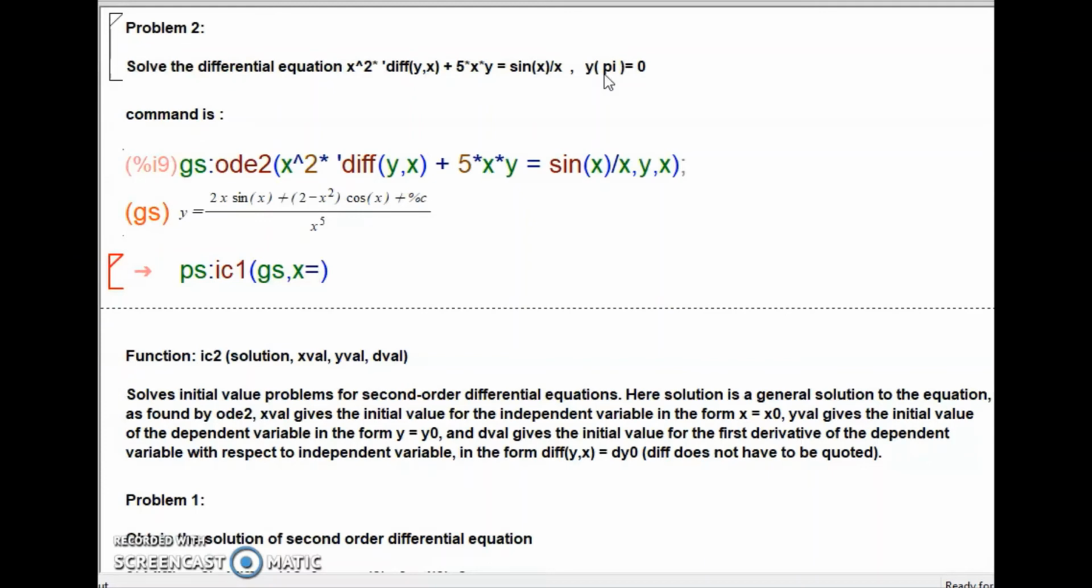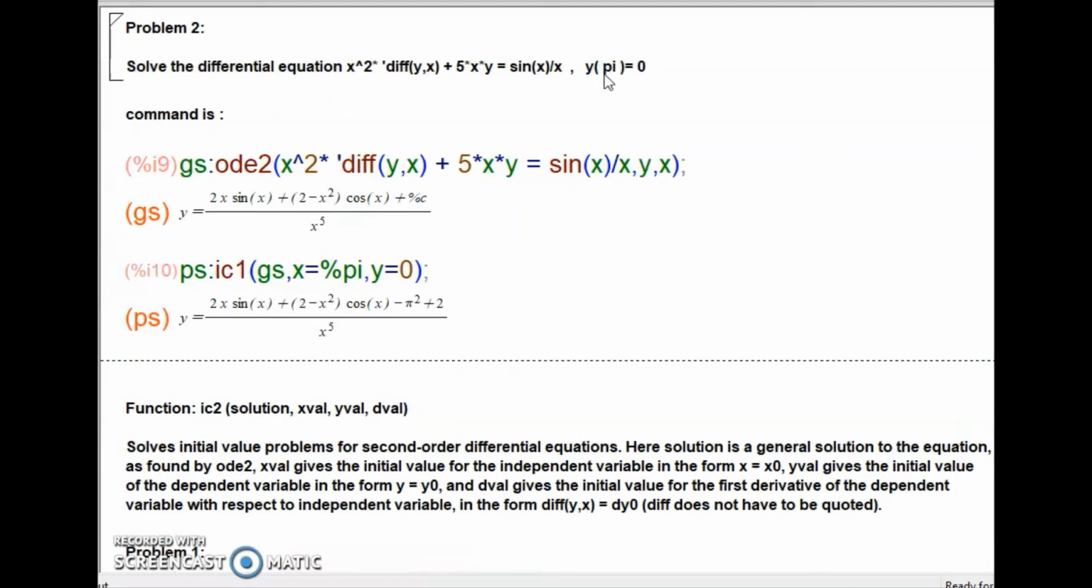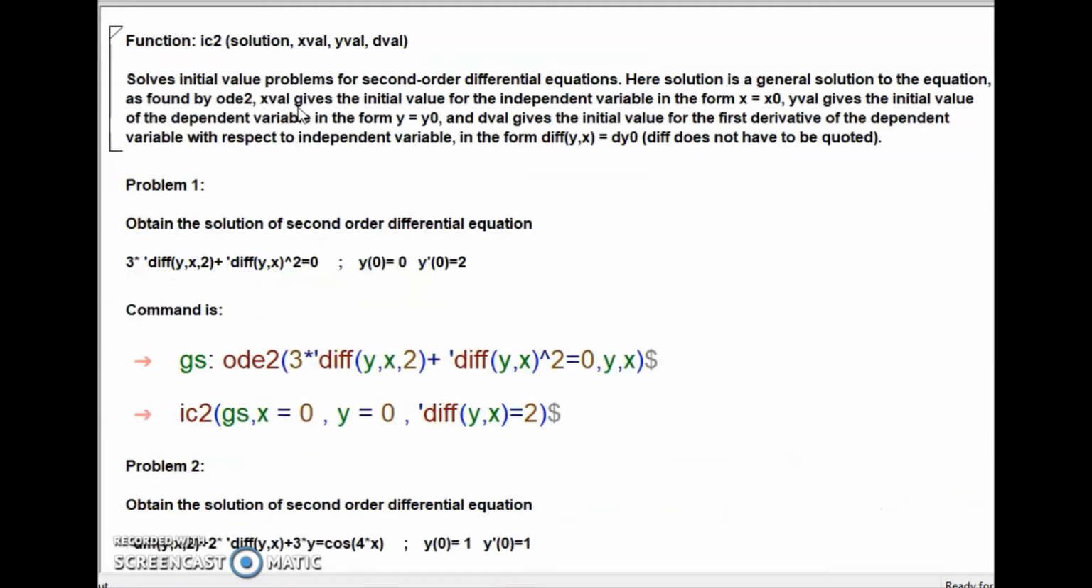It is a universal constant. Therefore you have to make sure you include a percent sign before that, comma, y equal to 0. Now you can run this equation. Yes, you got a particular solution where the integrating constant is obtained by substituting the value of conditions. Now let us move on to the next section.